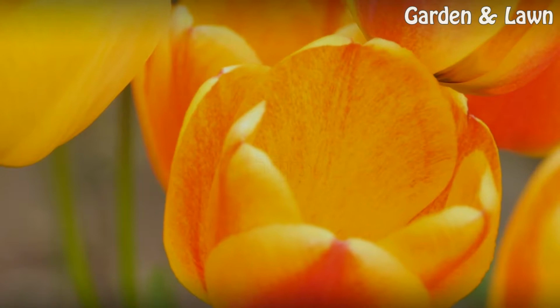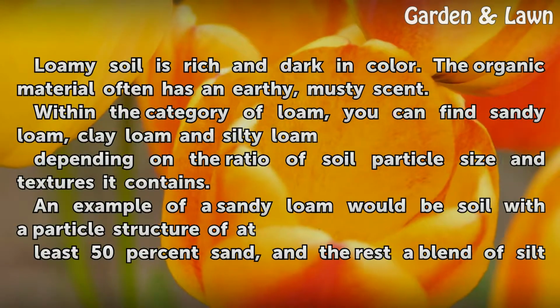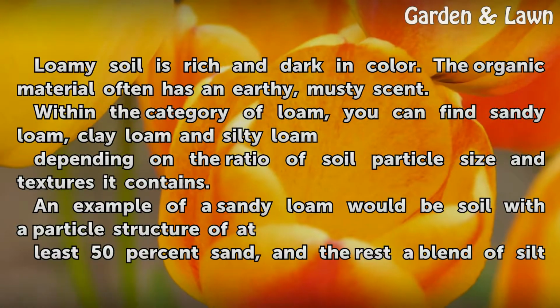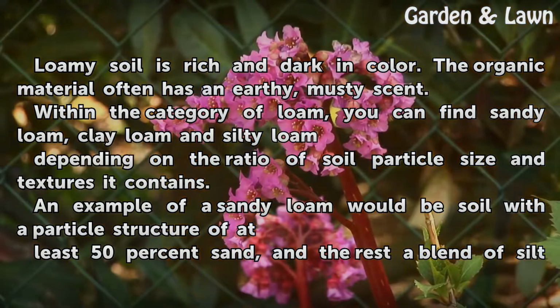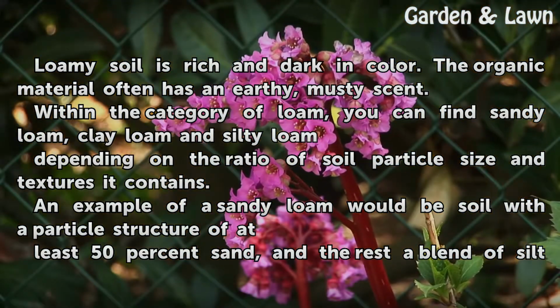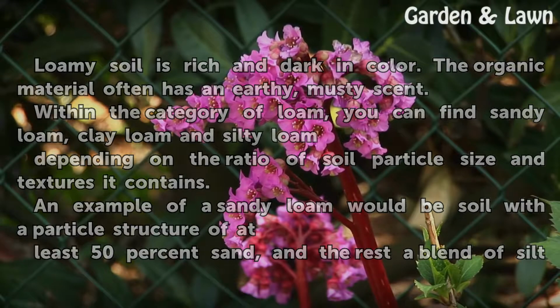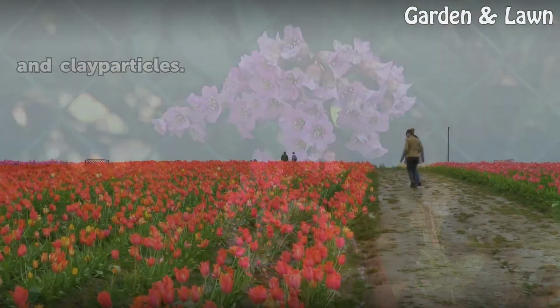Tip: loamy soil is rich and dark in color. The organic material often has an earthy, musty scent. Within the category of loam, you can find sandy loam, clay loam and silty loam, depending on the ratio of soil particle size and textures it contains. An example of a sandy loam would be soil with a particle structure of at least 50% sand, and the rest a blend of silt and clay particles.